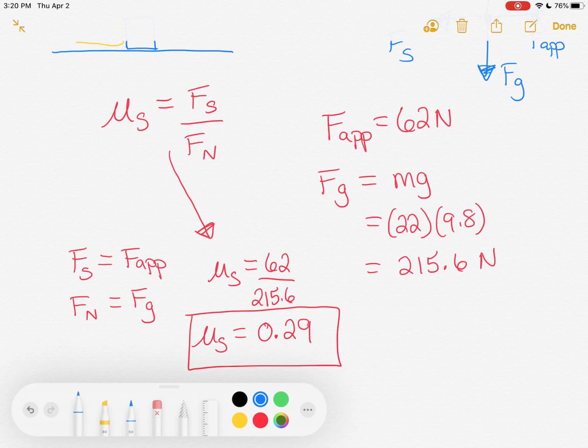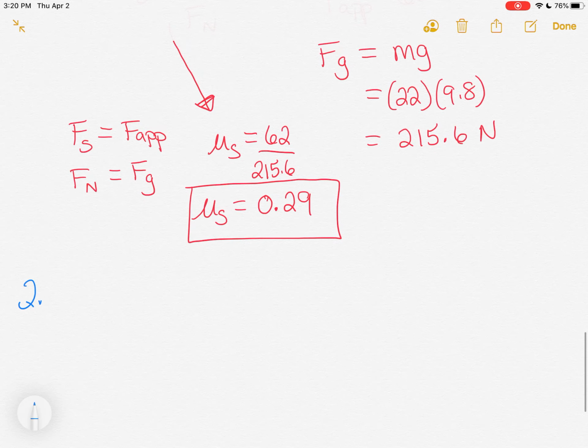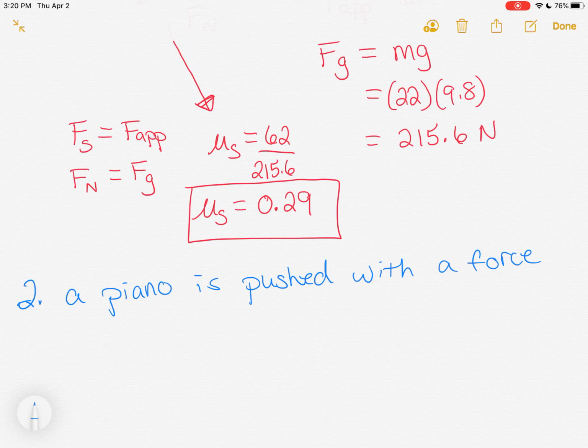All right, let's try a second example. So in this next example, I'm going to be dealing with a piano. So a piano is pushed with a force of 30 newtons, not 3 newtons. And we're using that decimal place there to say that this has two significant figures.